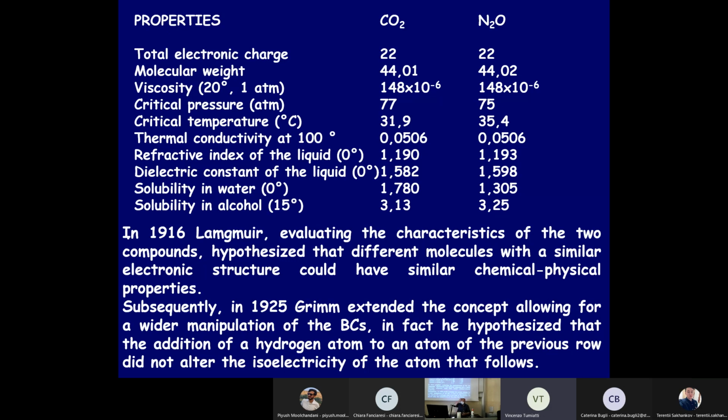And Langmuir thought, if these two compounds have the same chemical-physical properties, perhaps they have the same biological activity. This was the starting observation of this approach.